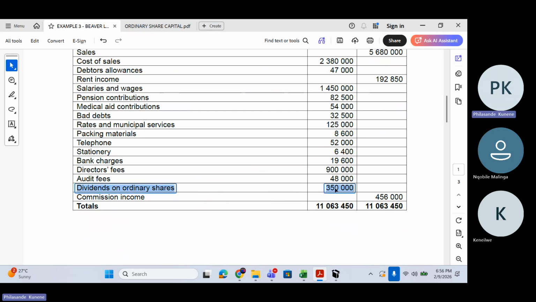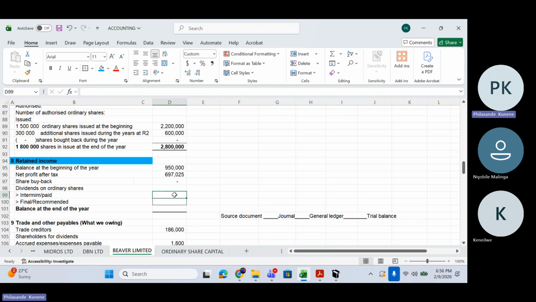We didn't take this into the income statement. It doesn't go there. So I'm going to have my 350,000 rands here as my interim dividends. Okay. Then the final or recommended. Sometimes the interim dividends are called interim or paid, and then the final, we call it final dividends or recommended dividends. That's what we usually call it in our format.